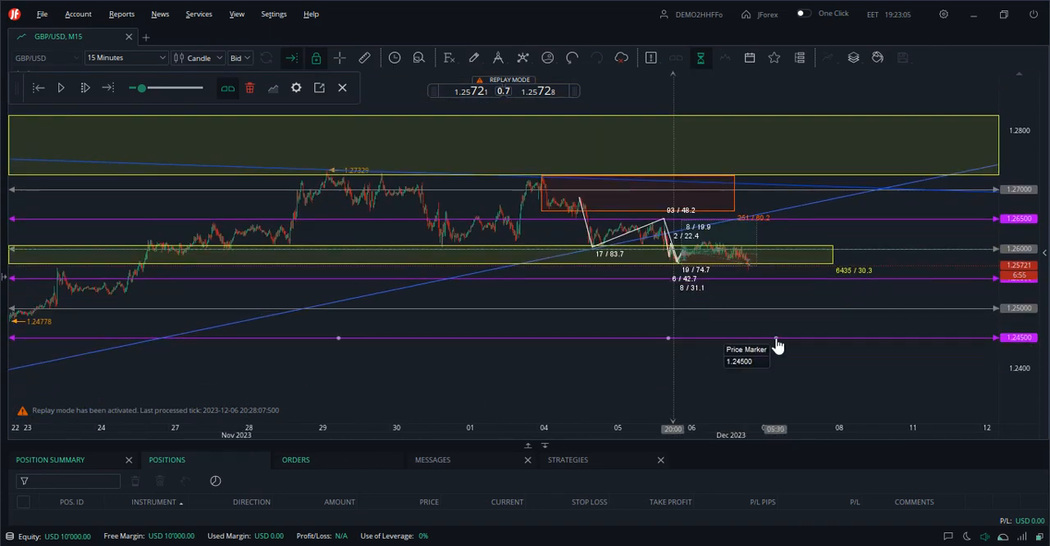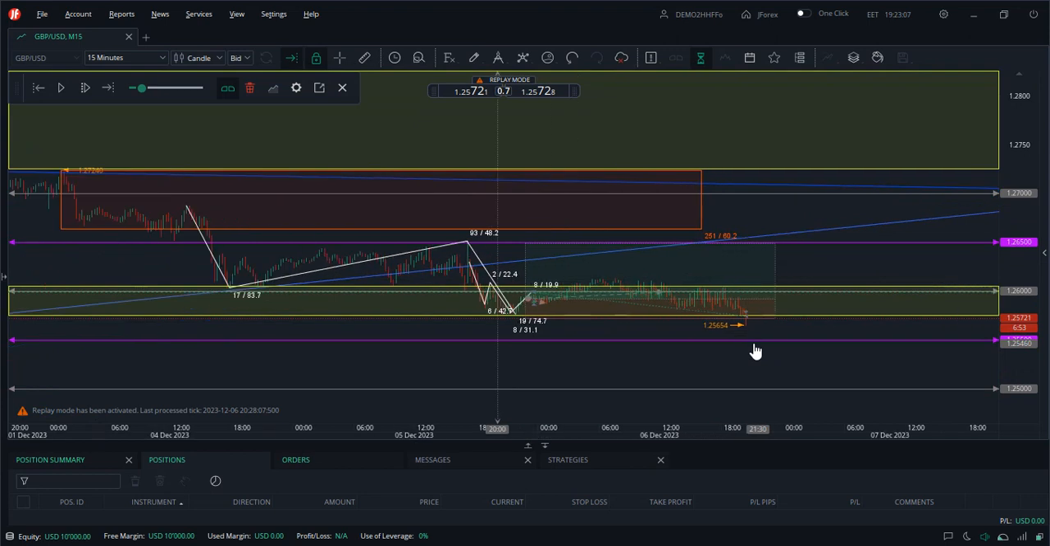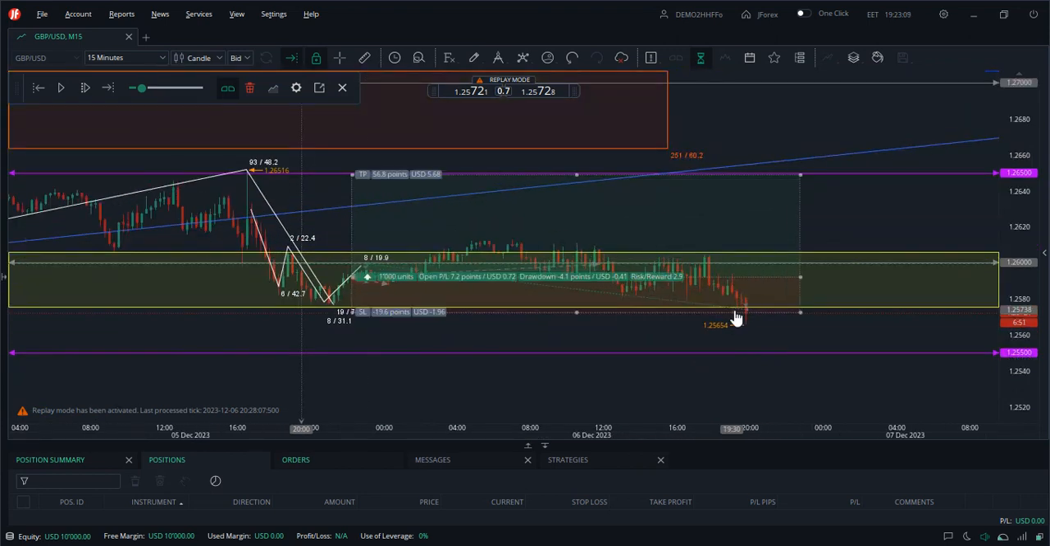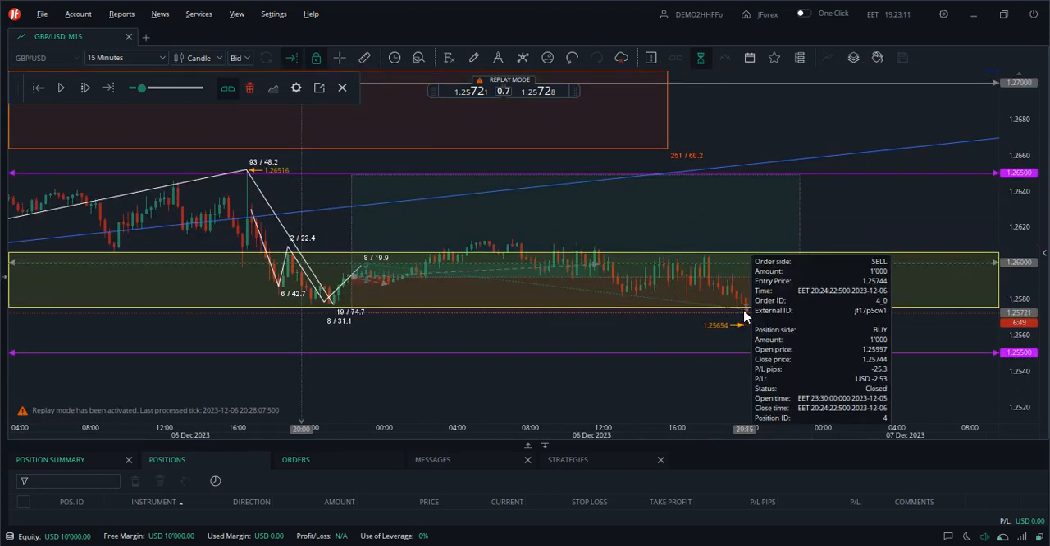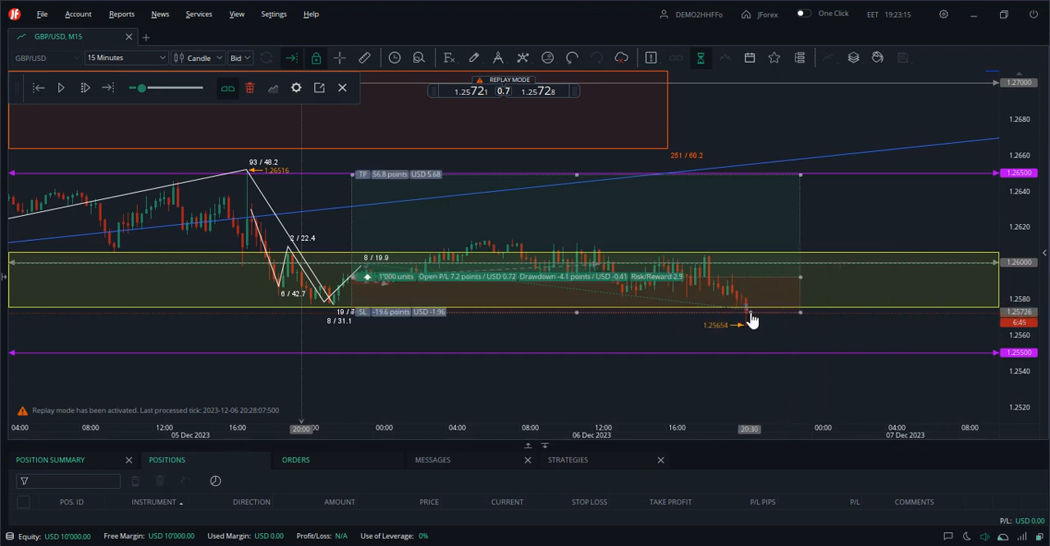So this is the first of this trade, and we already lost $1.96 using this lot size, right? That's what we lost using this lot size. So let's move on to the next trade.